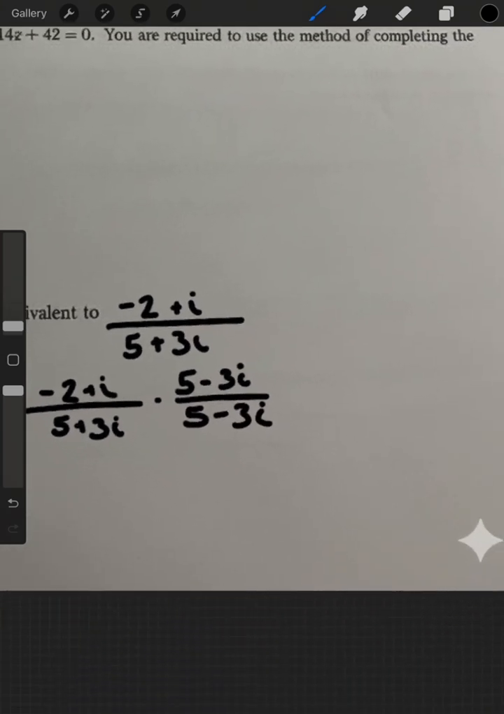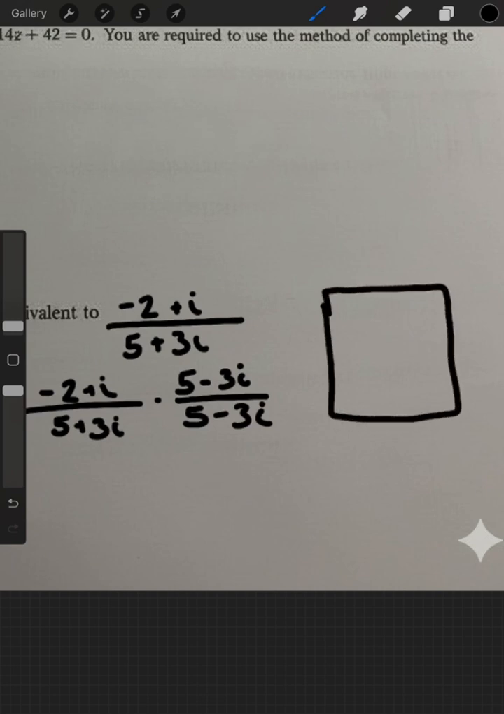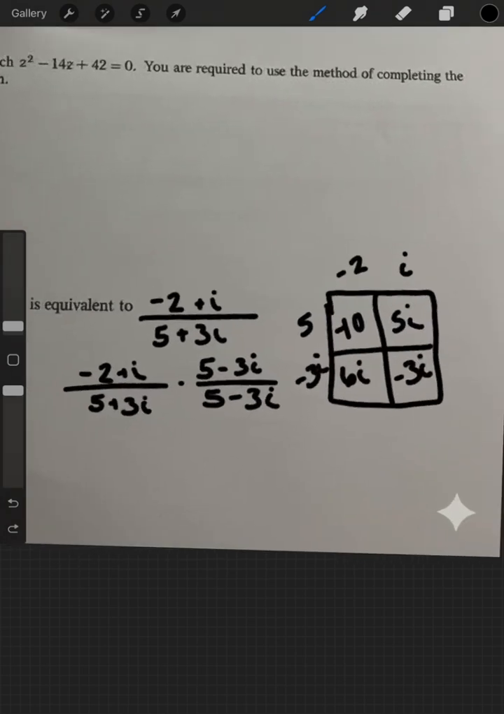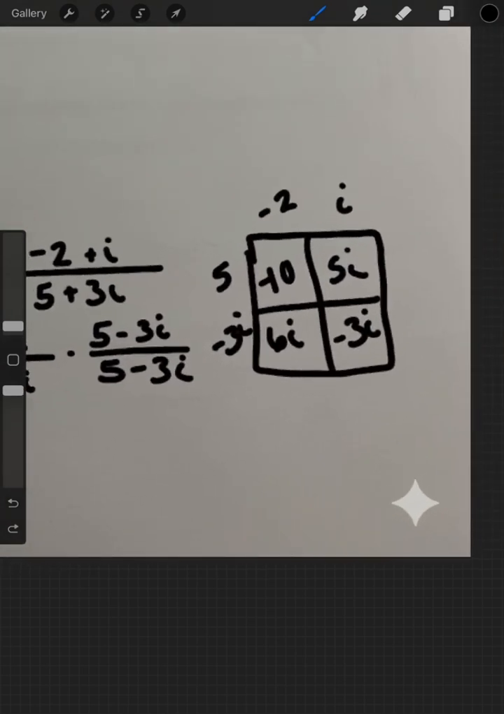So now I'm going to use the box method to solve for the top. So I'm going to put negative 2 and i on top, and then 5 and negative 3i on the side. Negative 2 times 5 gives me negative 10. 5 times i gives me 5i. Negative 3i times negative 2 gives me 6i. And then negative 3i times i gives me negative 3i squared. So now I'm going to find the whole equation.